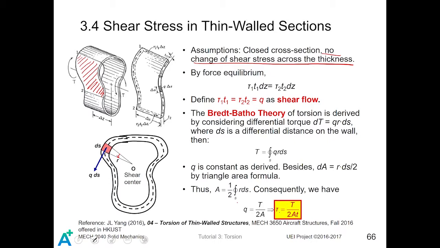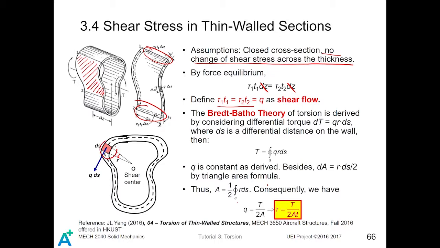Then, by considering those two forces, we know that tau1 t1 dz equals tau2 t2 dz. By cancelling the dz out, we have tau1 t1 equals tau2 t2 equals q. It is an important quantity in solid mechanics called the shear flow. The theory is derived by considering the differential torque dT equals q r ds.